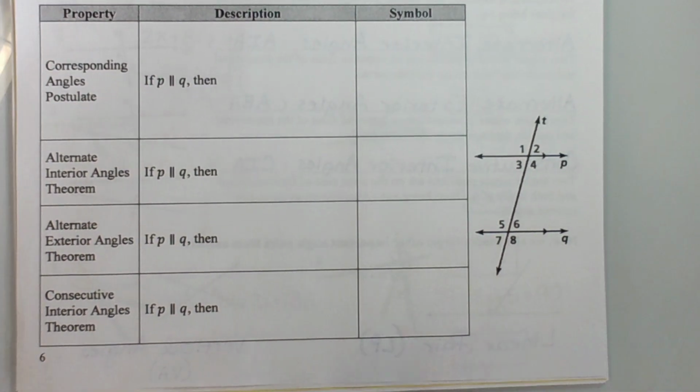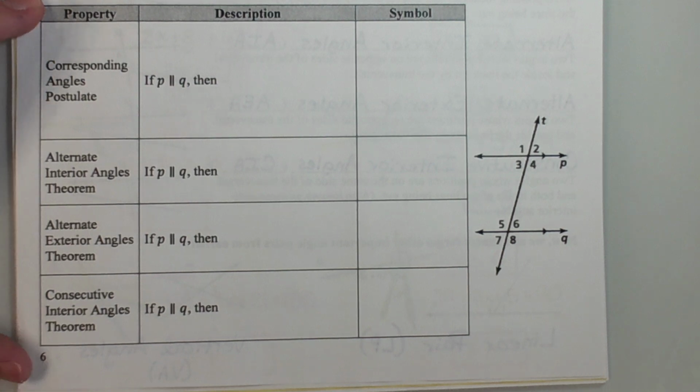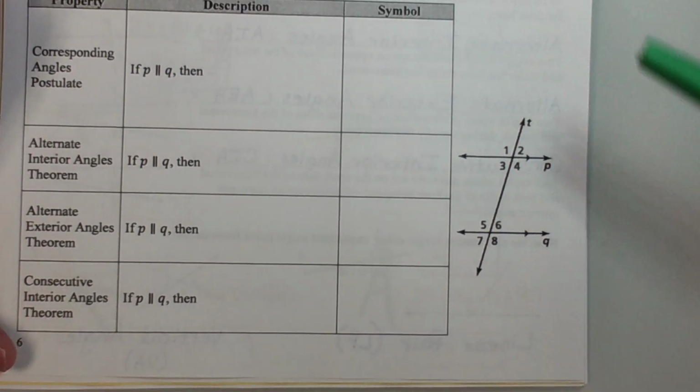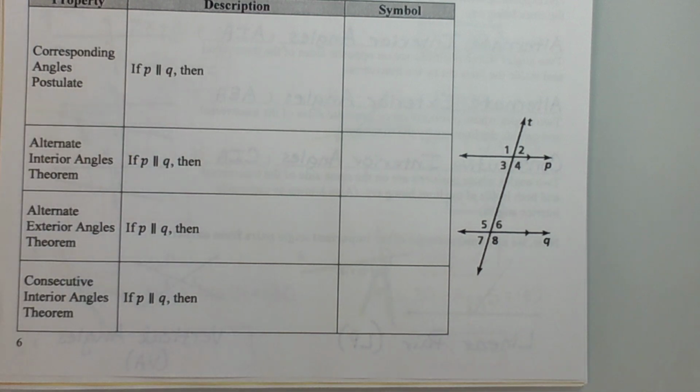Now, here is why we talk about these angle pairings. Much like yesterday we came up with the linear pair postulate that said linear pairs are supplementary, and the vertical angle theorem that said vertical angles are congruent. There is a relationship with corresponding, alternate interior, alternate exterior, and consecutive interior angles. If you have corresponding angles, they are congruent.